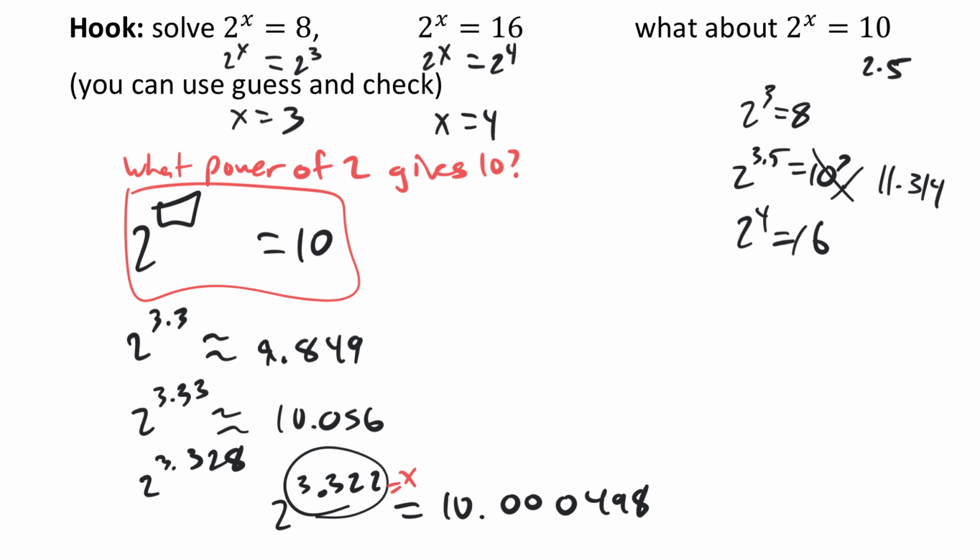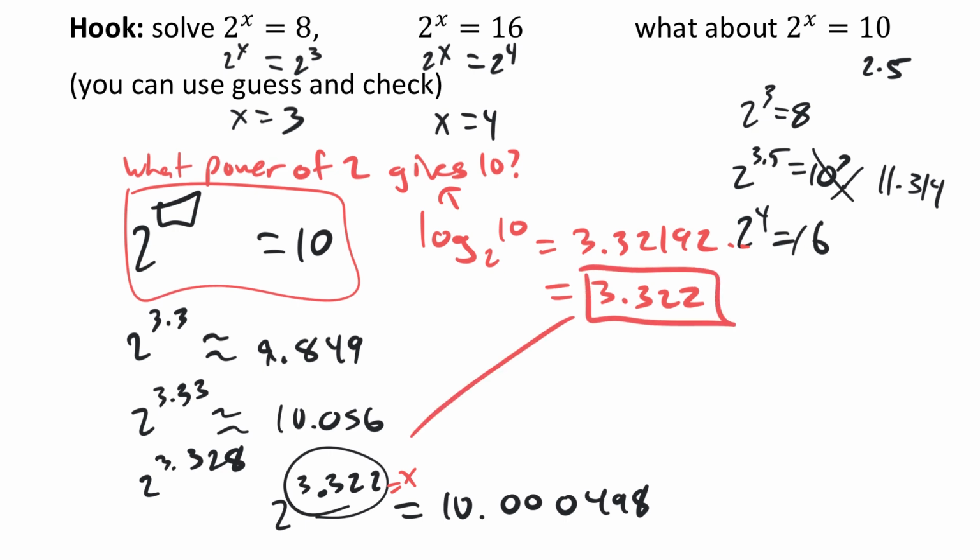I think we've seen that before. I think if we wrote log base 2 of 10, that would mean what power of 2 gives 10. With the Mr. Peters approved calculator, let's type it in. Log base 2 of 10 should give you 3.32192, which rounds to 3.322. Look at that. Same. But we got the answer by just typing it in.